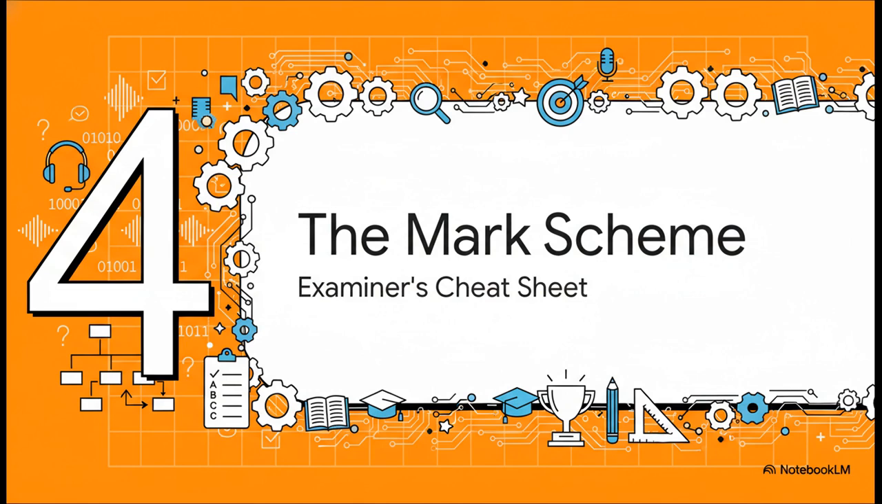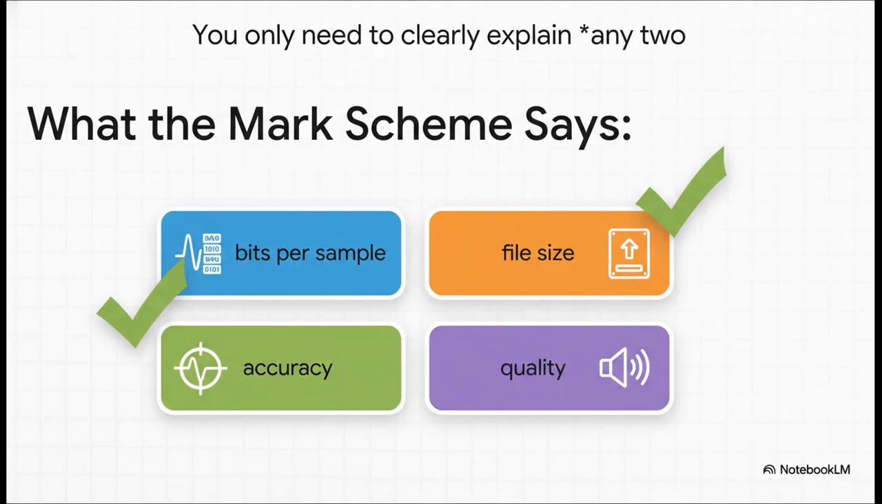Seriously, this is your secret weapon for any exam. It's not cheating, not at all. It's just understanding the rules of the game. The mark scheme literally tells you exactly what the examiner will give you marks for. So check this out. The official mark scheme actually gives you 4 things you could have said. 4. And you only need to hit 2 of them to get full marks. You could talk about the bits per sample, the file size, the accuracy, or the quality. Just pick any 2 of those, explain them well, and those marks are yours.